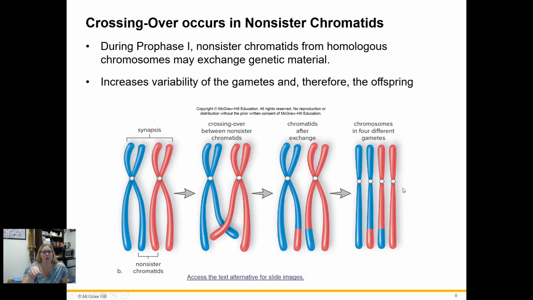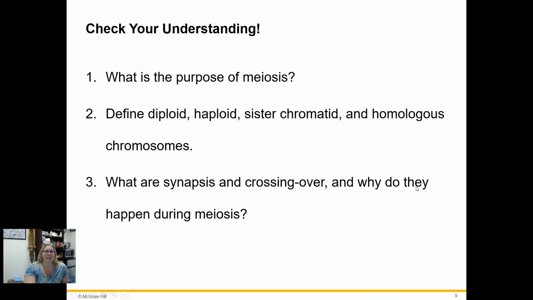But just so you know, this is really important because this process results in that recombined DNA that gives us 4 unique chromosomes. So if I were to put each one of these chromosomes into a cell, I now have 4 new haploid cells, and I wouldn't even have to do anything else, okay? Here is your first check your understanding. Do make sure that you can answer these and answer them fully, and then we're going to get into the nitty-gritty of those phases of meiosis.